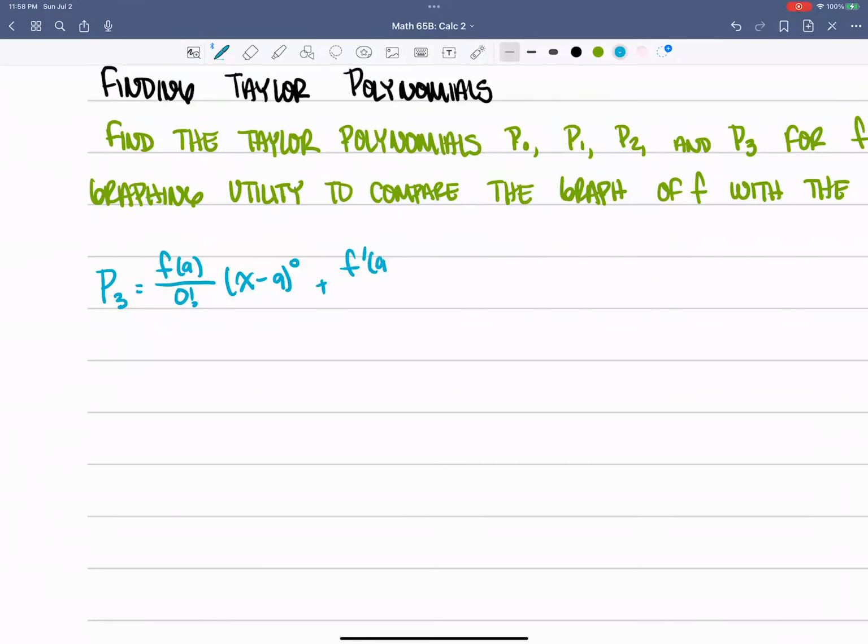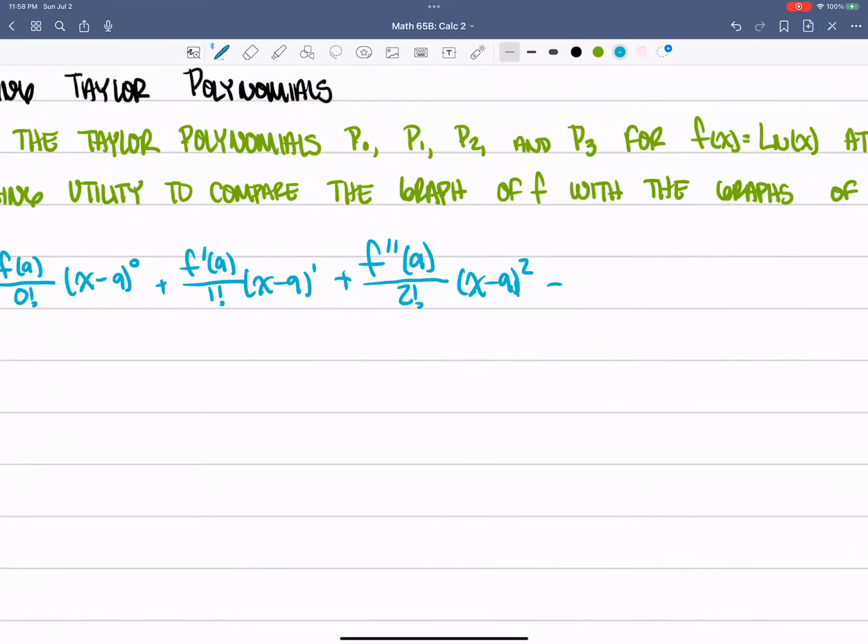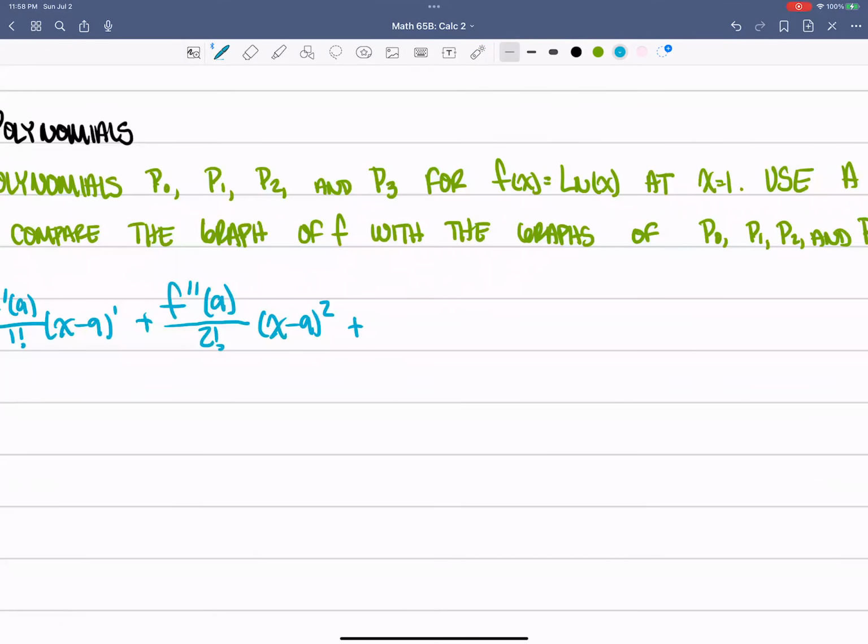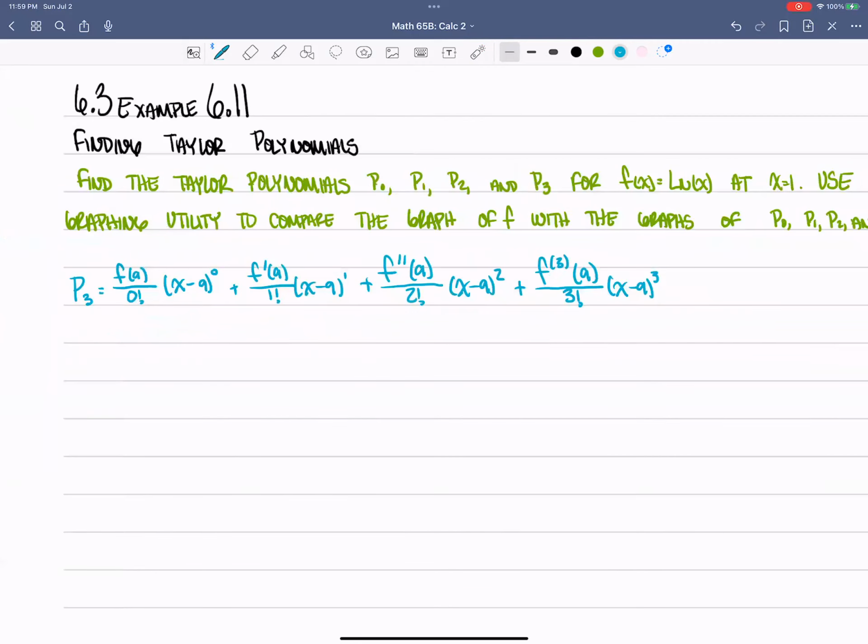The first derivative evaluated at a, over 1 factorial, times x minus a to the power 1. For the third part, we have f double prime, the second derivative, over 2 factorial, times x minus a to the power 2. And lastly, because we're looking at the third polynomial, or P3, plus the third derivative evaluated at a, over 3 factorial, times x minus a to the power 3. That's our third polynomial.